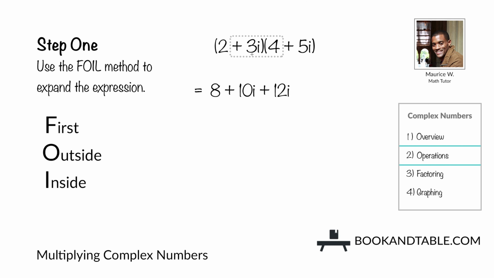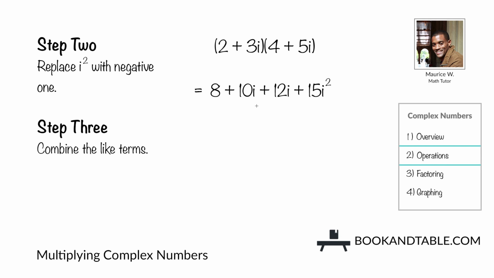Now we're going to take our 3i and multiply it times 4 and 5i. So I in FOIL stands for inside, multiplying the inside terms. 3i times 4 gives us 12i. And then the L in FOIL stands for last, meaning we're multiplying the last term in each complex number. 3i times 5i gives us 15i squared.